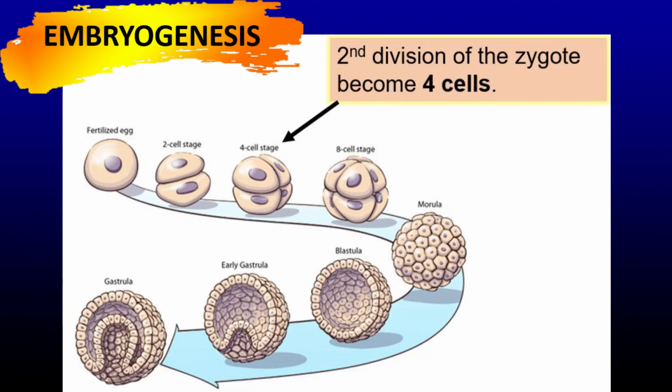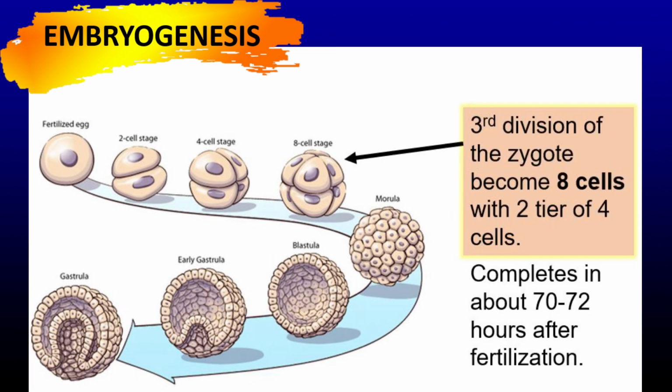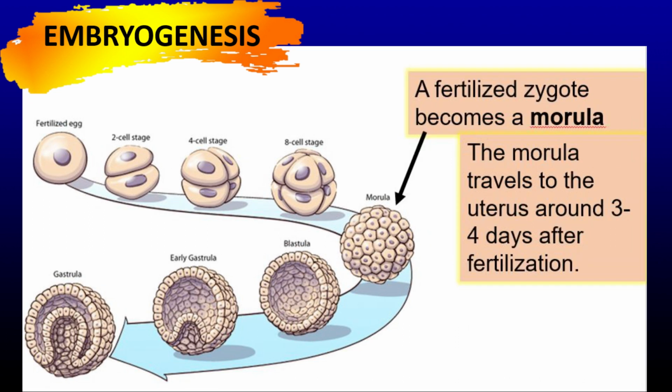Then the two cells continue second mitotic division, become 4 cells. Then after third division, 8 cells form with 2 tiers of 4 cells. Third division complete in about 70 hours after fertilization. Through cleavage, a fertilized zygote become a morula and blastocyst.